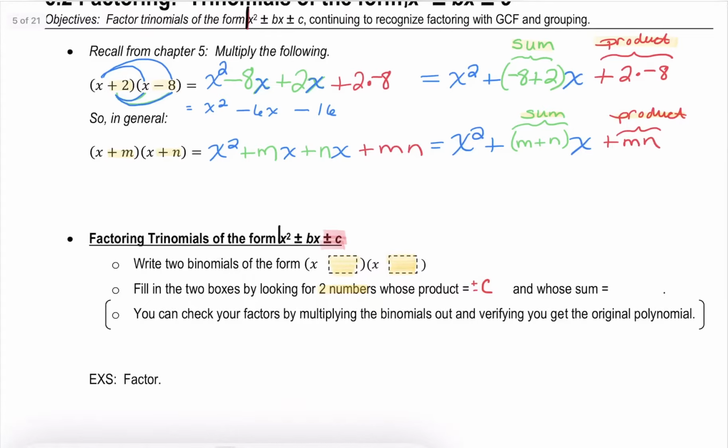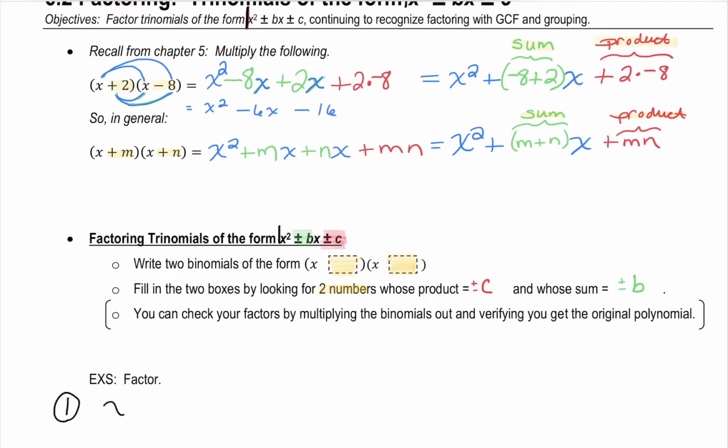And then whose sum is the coefficient of the x term. So the sum is going to be whatever that b is, again, including its sign. So that's how we figure out what numbers to fill in. All right, let's give this a go. Let's look at some examples.